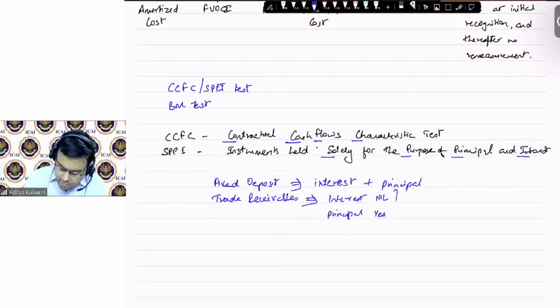So in terms of the contractual cash flow, can I say that trade receivables meet the CCFC test? Or can I say that trade receivables are held solely for the purpose of principal and interest? Can I say that trade receivables pass the SPPI test? Can I say that trade receivables pass the CCFC test?